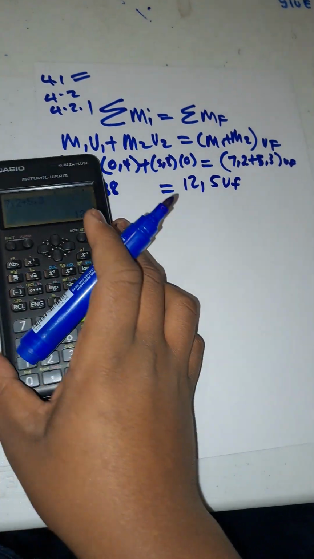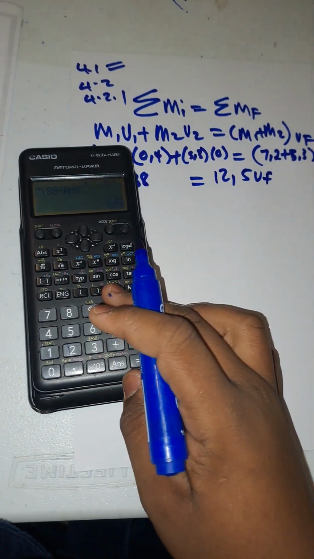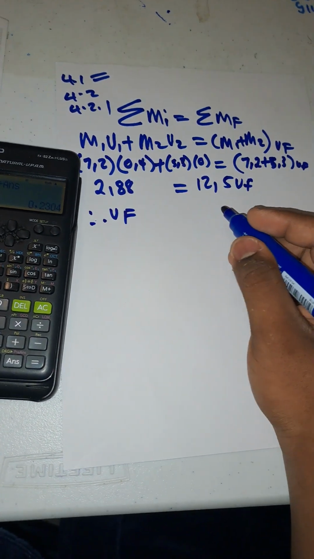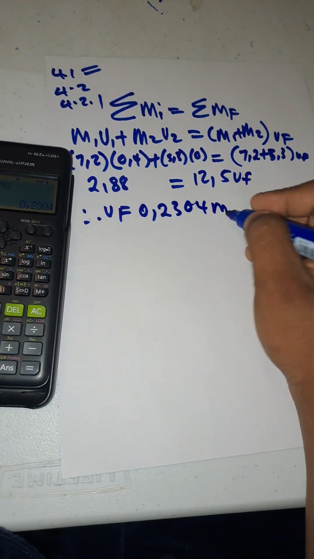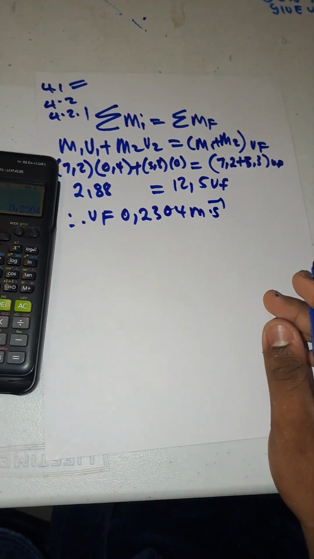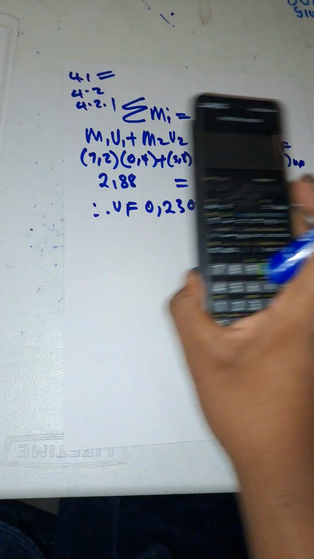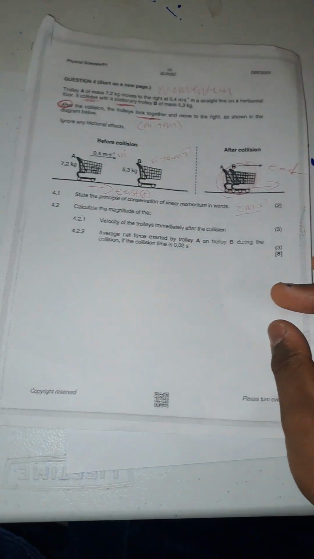Then I'm going to divide both sides by 12.5. Then I get my VF. Therefore my VF is equal to 0.2304 meters per second, right? So the most important thing here is combining the two masses, because they locked together. So now let's check the second one.